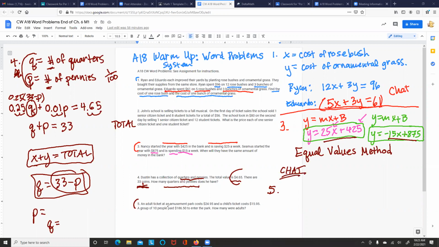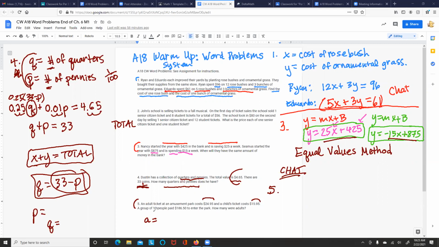So I'll read it for you. An adult ticket at an amusement park costs $24.95. So that's how much an adult ticket costs. Let's let our variable be A. And a child's ticket costs $15.95 at, let's say it's the fair. Let's say it's the Sonoma County Fair. And it costs, because it's expensive. If you've ever been there, go to the fair, it's expensive. So it's almost $16 for a child's ticket, almost $25 for an adult ticket.